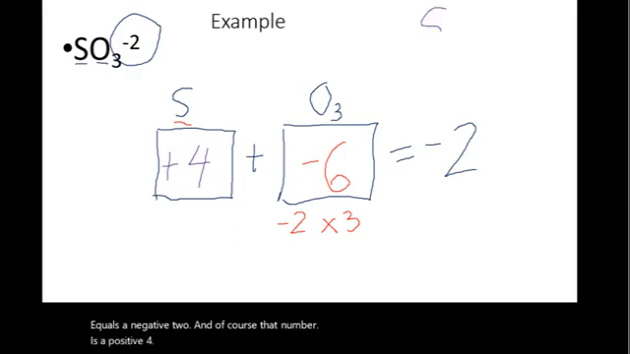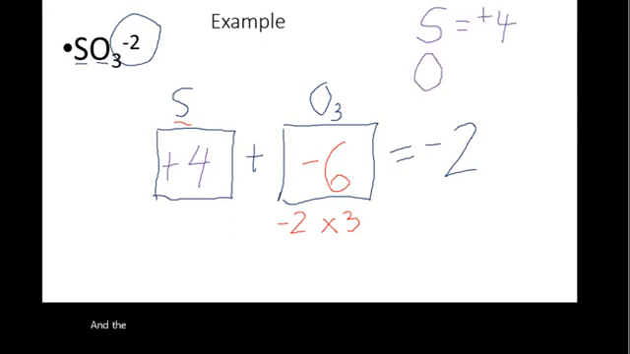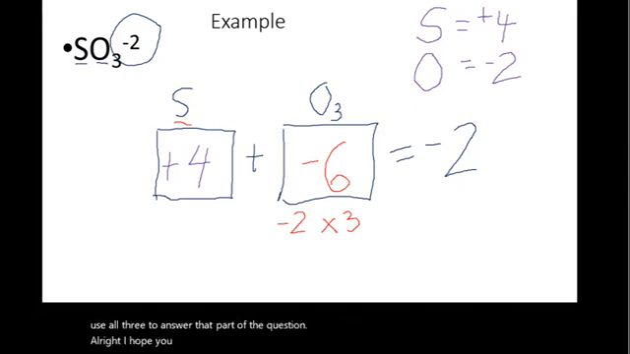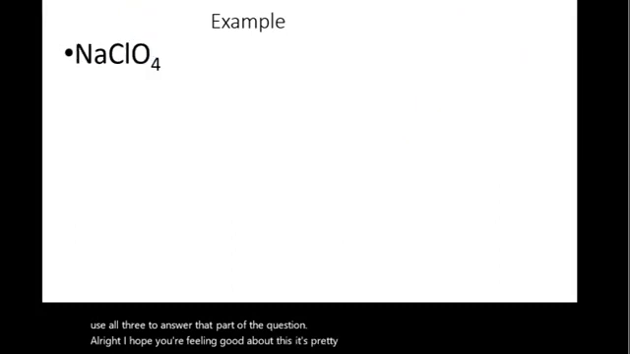So the oxidation number on the sulfur in this sulfite ion is a +4. And the oxidation number of the oxygen in this sulfite ion is a -2. We're only asking about one of them when they ask about the oxidation number of the oxygen, so I don't use all 3 to answer that part of the question. All right, I hope you're feeling good about this. It's pretty easy. Let's try another one.